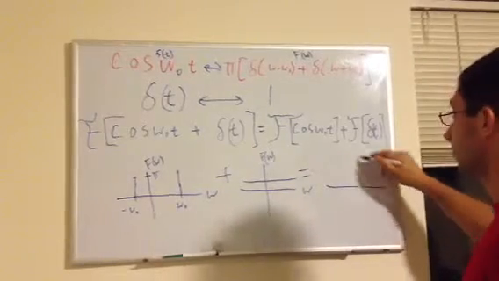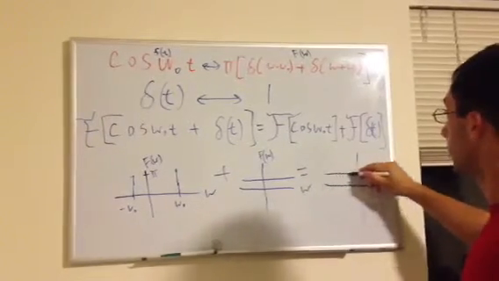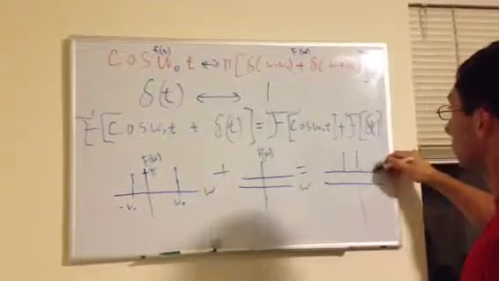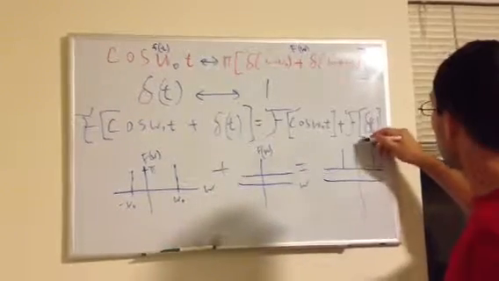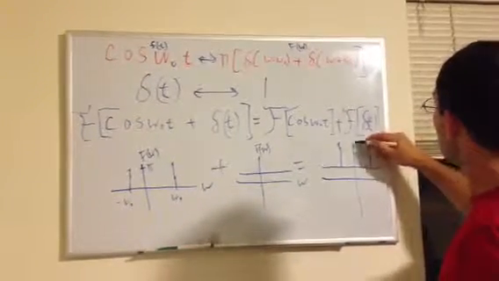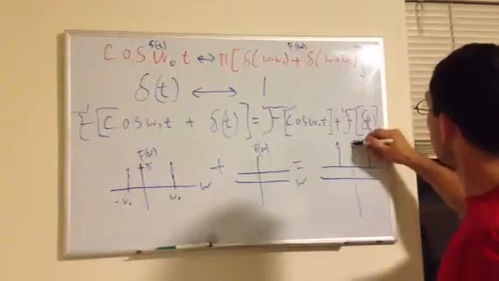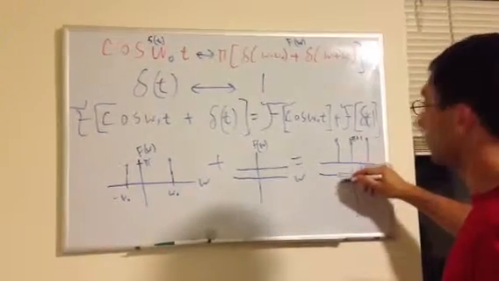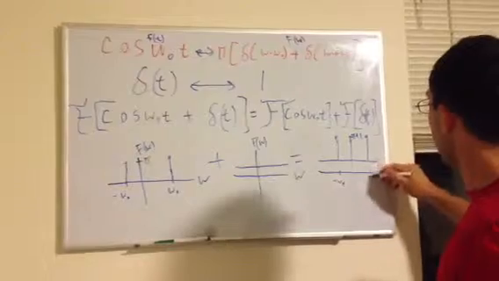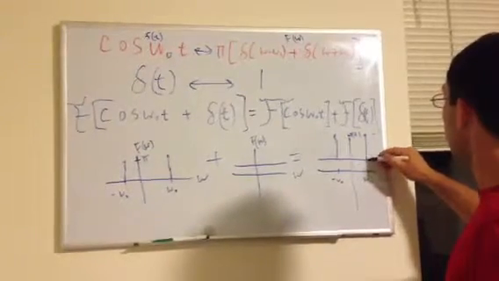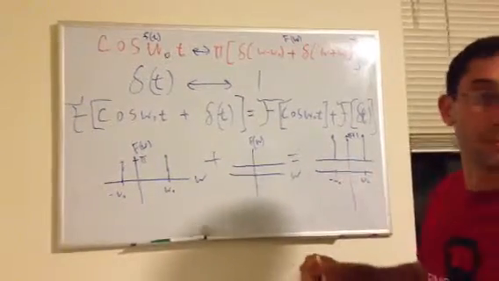Well, here, pi plus 1 at negative omega naught, and everywhere else is just 1. Boom.